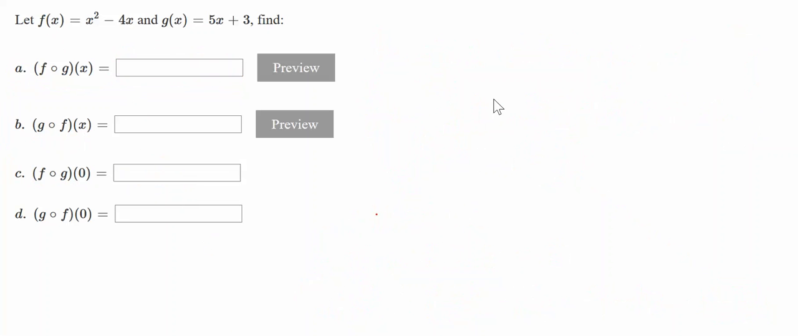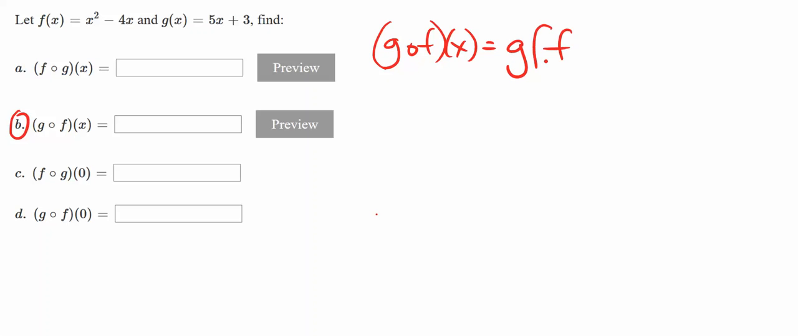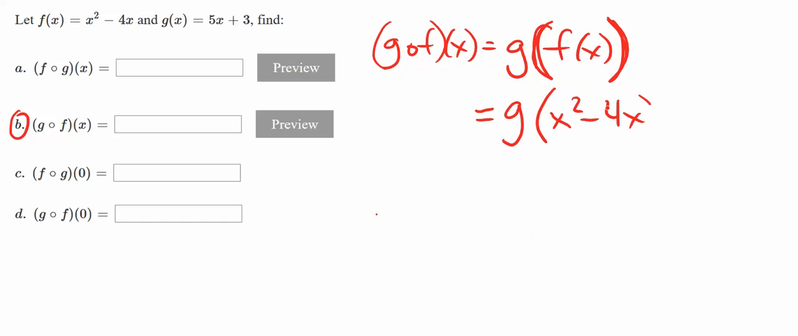All right, so now let's go with b. It's going to be g of f of x. So the f function is going into the g function this time. The f function, by definition, is x squared minus 4x. Then we write the g function. The g function says you multiply 5 times your variable, and then we add 3 to it.